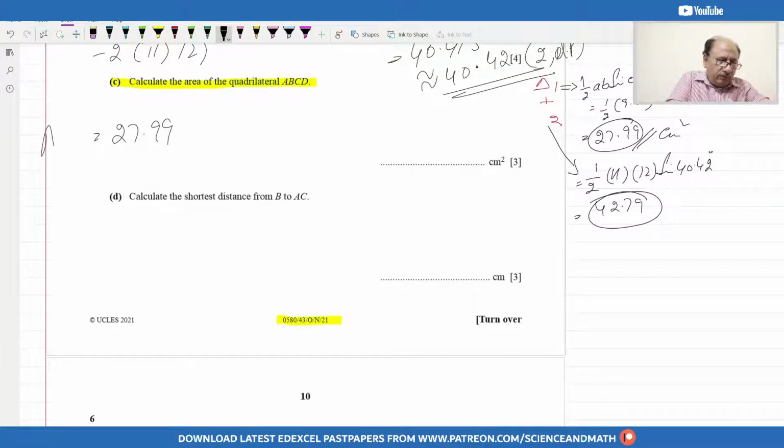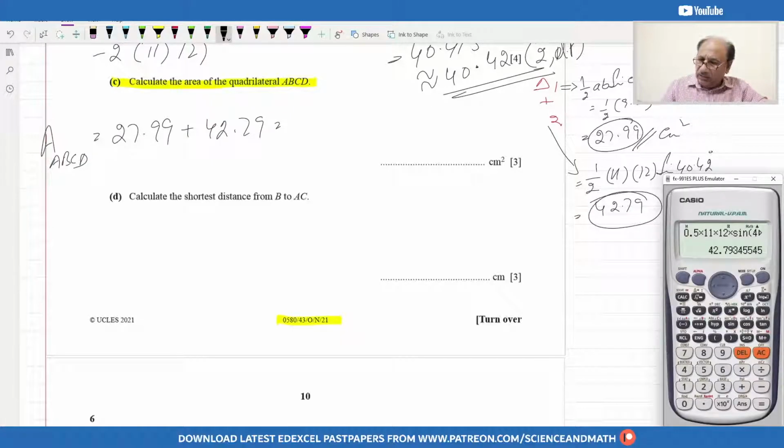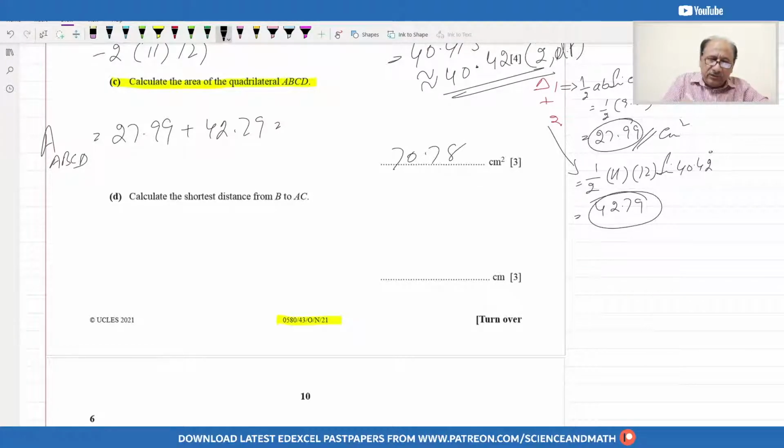So the area of quadrilateral ABCD will be equal to 27.99 plus 42.79. The 42.79 is already there, so plus 27.99 will be equal to 70.78 centimeters square, and this is a 3 marks question.